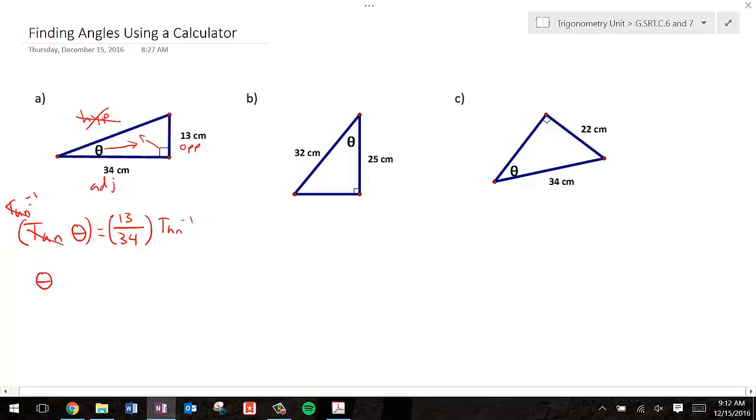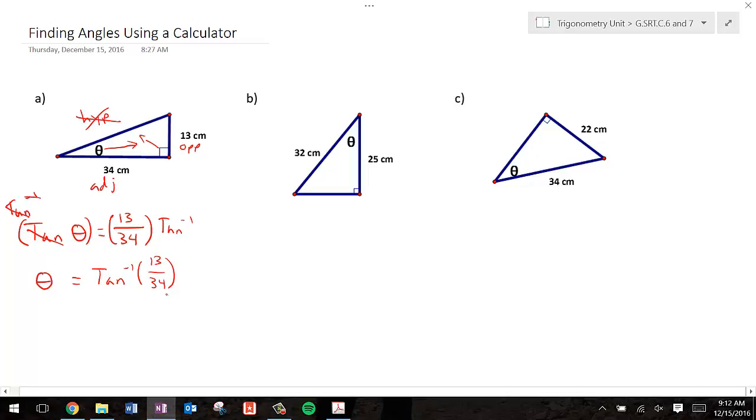The tangent and the tangent inverse cancel each other out, much like we would. It's not mathematically 100% true that way when we describe it, but that is what eventually happens. We're left with just theta on the left, and we're left with the inverse tangent, tan -1, of 13 over 34. And this just goes straight into your calculator.